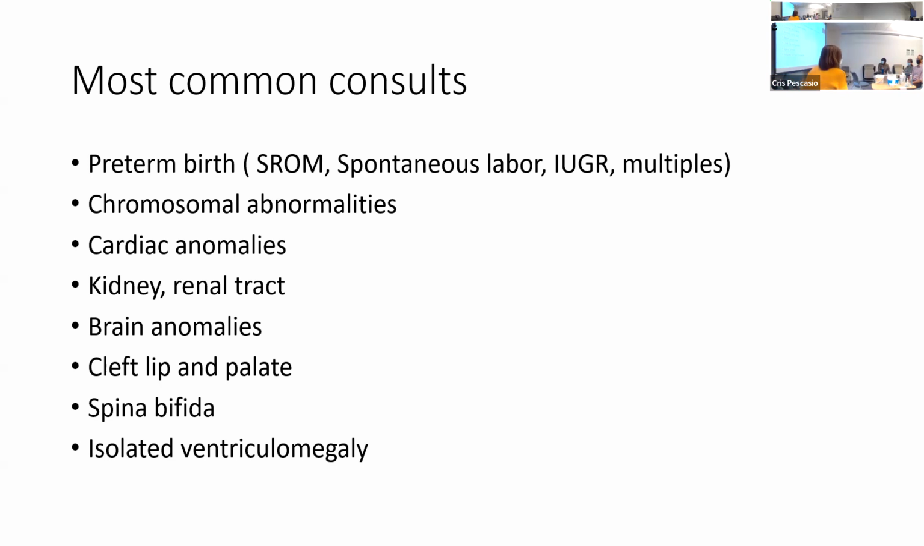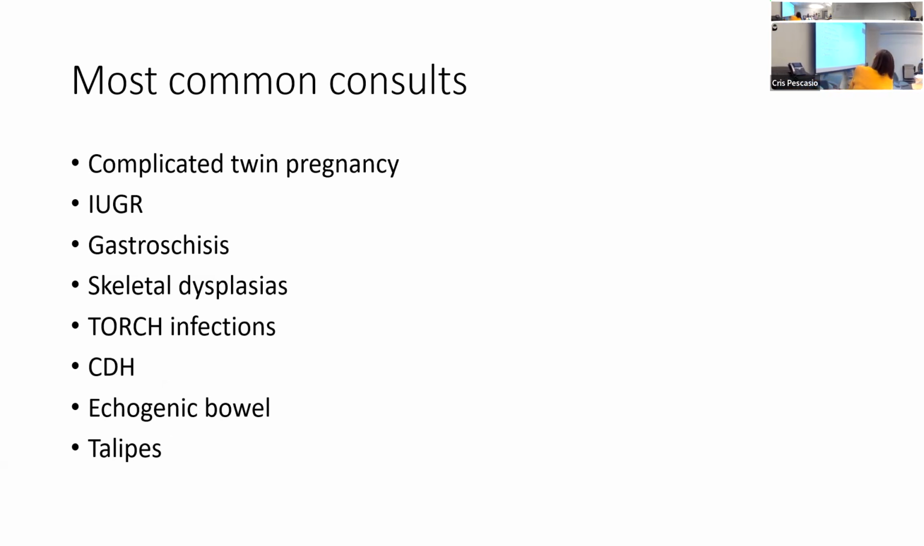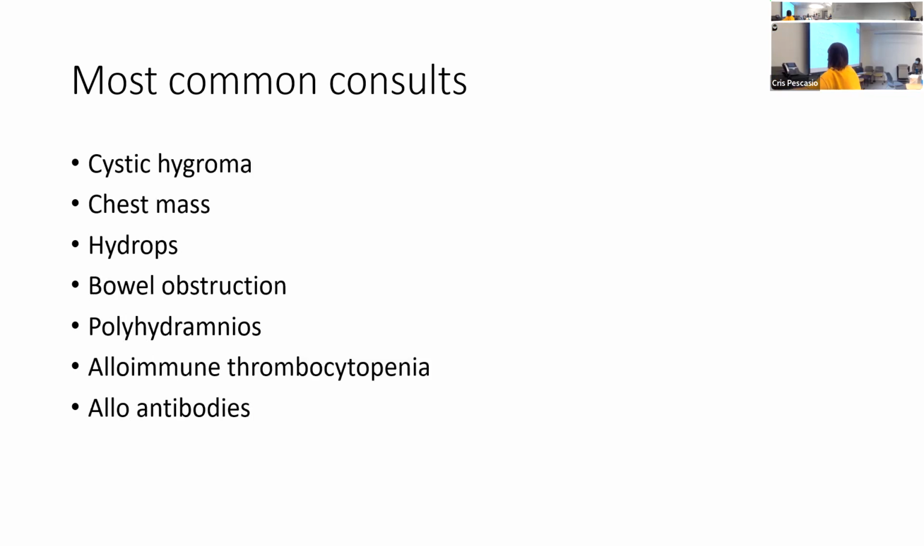Some are in labor or have IUGR, and they are expecting to deliver early because there are problems with their ultrasound, the Dopplers, multiples, chromosomal abnormalities, cardiac abnormalities, kidney, renal tract, brain abnormalities, cleft lip and palate, spina bifida, isolated ventriculomegaly, complicated twin pregnancy with twin-to-twin transfusion. One is much bigger than the other, IUGR, gastroschisis, skeletal dysplasias, TORCH infections that have been diagnosed in utero, diaphragmatic hernia, echogenic bowel, clubfoot, cystic hygroma, chest mass, hydrops, bowel obstruction, polyhydramnios, autoimmune thrombocytopenia, or any other antibodies, those that have Rh issues or any other blood issue.